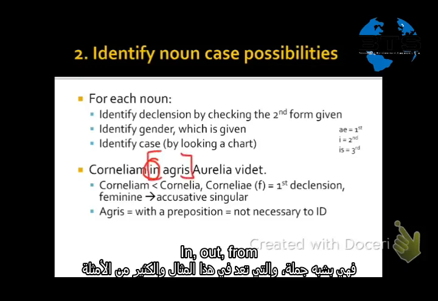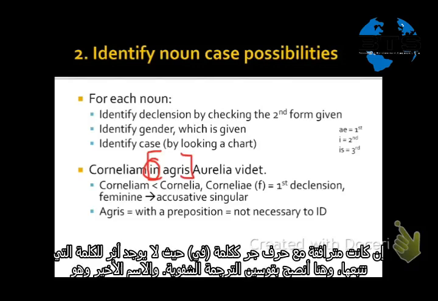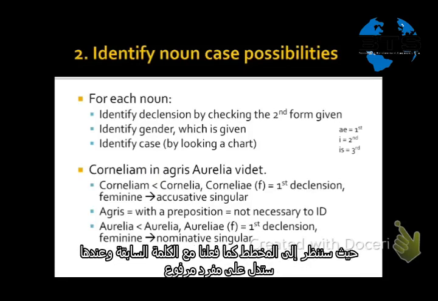truthfully, in this example, and in many examples of prepositional phrases, it doesn't actually matter what case it's in. So, for translation purposes, right now, I'm just going to tell you it's not necessary to identify the case if it's with a preposition. So if there's a little word like in, the word following it, don't worry about it. I recommend bracketing it or putting parentheses or something. So for our last noun we're looking at, Aurelia, is from, and that's what that little symbol means. Aurelia, Aureliae, first declension, it's feminine. If you look at the chart like we did with Corneliam, you see that it's nominative singular.